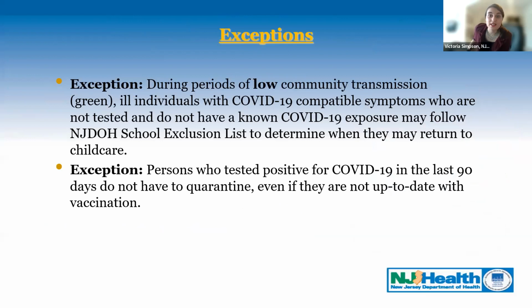So this is going to be different when we get to periods of low community transmission, because then when we have ill individuals who have COVID-19 compatible symptoms, if they have not tested and they don't have any exposure to a COVID-19 case, then they can follow the New Jersey Department of Health non-COVID school exclusion list instead of the COVID-19 isolation timeframes to determine when they can return to the childcare center. Additionally, I just wanted to put a reminder on this slide that for people who tested positive for COVID-19 in the last 90 days, if they are re-exposed to COVID, they do not have to quarantine at that point, even if they are not up to date with their vaccinations.